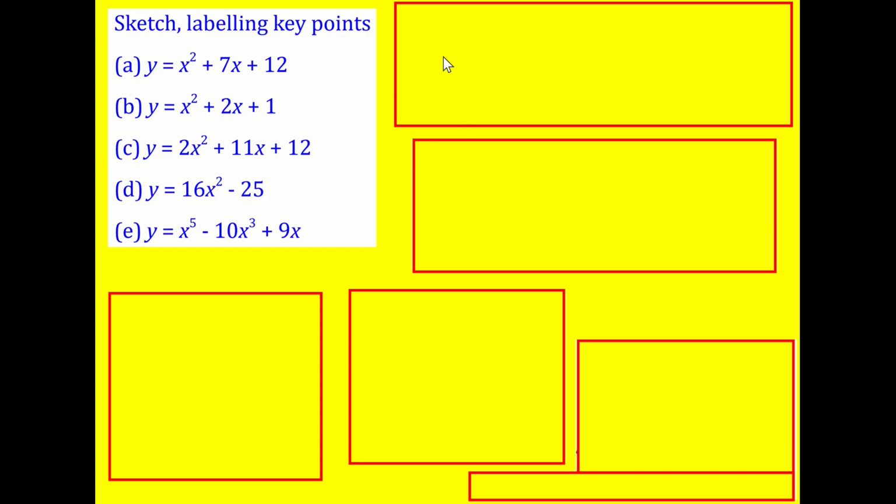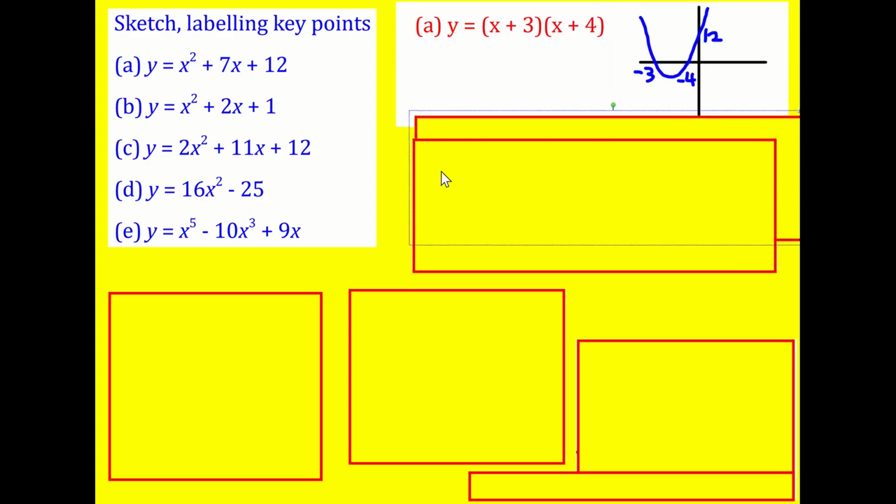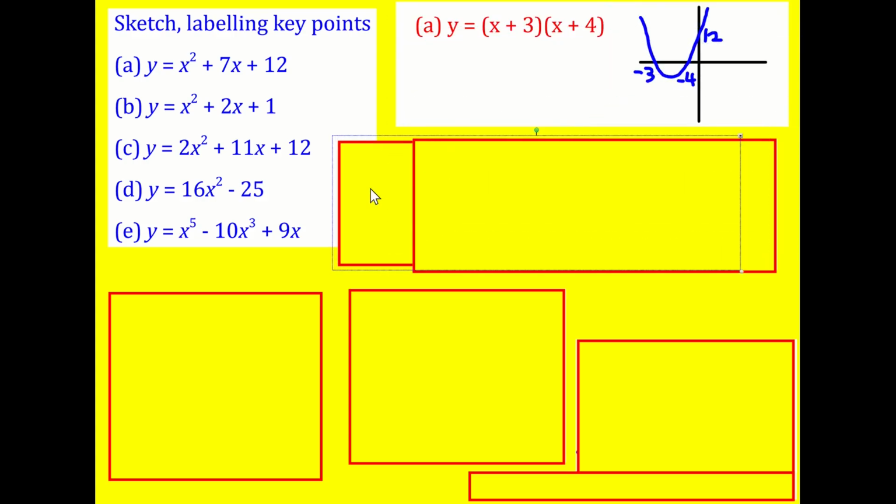Okay, how did you get on? Well, the first one can be factorized as x plus 3, x plus 4. Two numbers that multiply to give 12 and add to give 7. That's the way of doing this. That gives us a happy quadratic, and it gives us a y-intercept of 12, which I've added, and then the solutions for when y is 0 are minus 3 and minus 4.